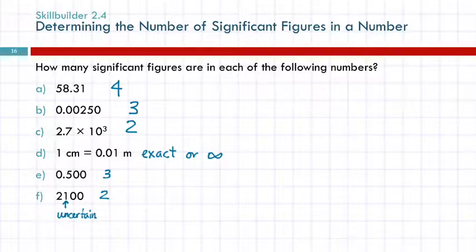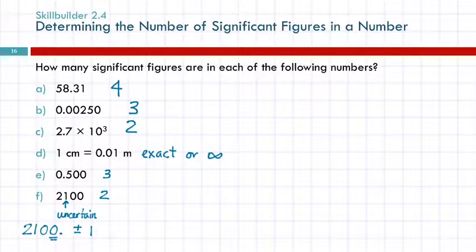If I wrote 2100, and I put a decimal point there, that would implicate that I'm giving this to the nearest one. That would tell me that this is our uncertain digit, and there's uncertainty in the ones place, and that that was measured much more carefully than this number of 2100.